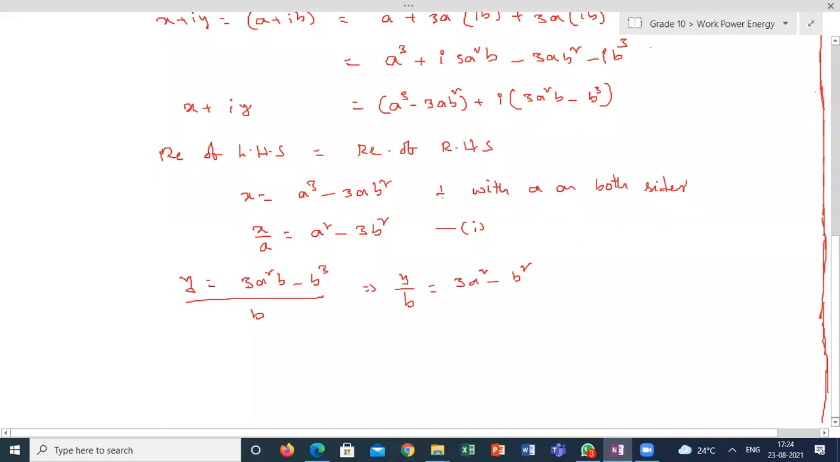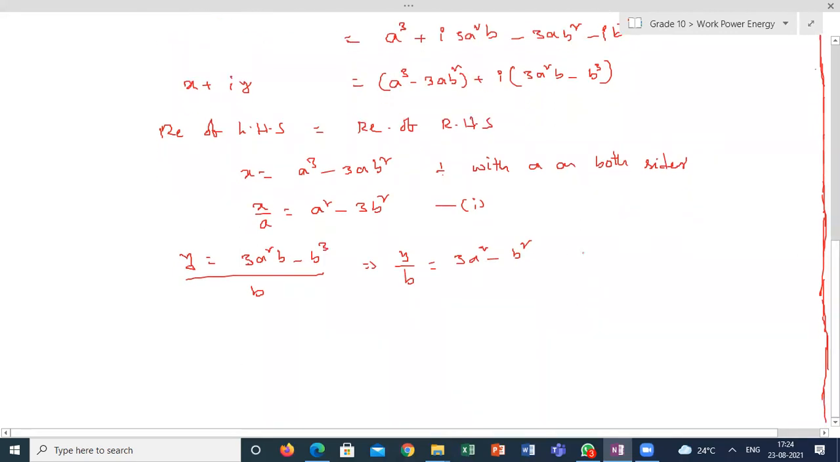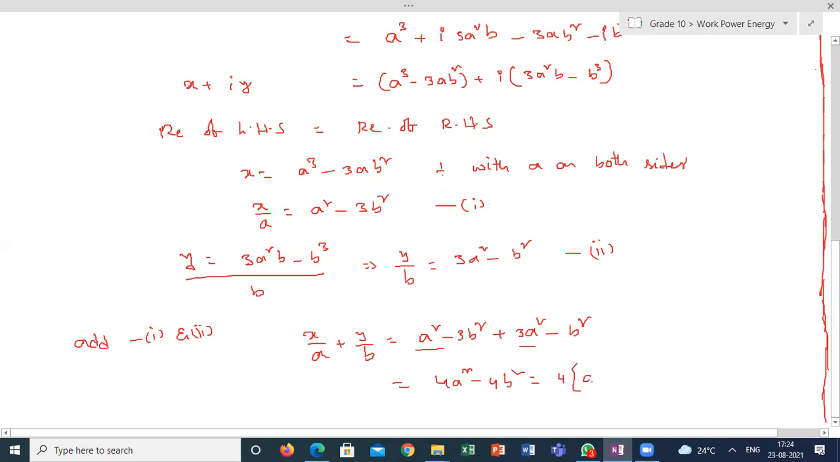If I am adding both the things, what will I get? Add 1 and 2. x by a plus y by b is equal to a square minus 3b square plus 3a square minus b square. So what is the answer? 4a square minus 4b square. The answer is 4 times a square minus b square. This is how we can solve this question.